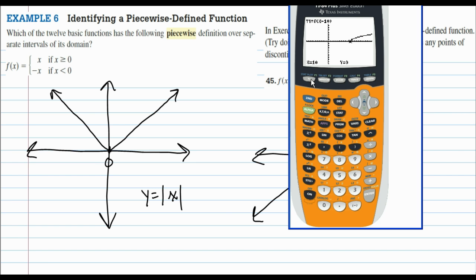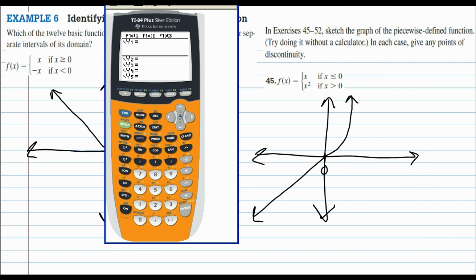To see that on my calculator, I have to put each piece separately into my calculator. So I'm going to put in y1, and I am going to put it in parentheses just for practice purposes. I'll show you why in a second. The function y equals x needs to get multiplied by some parameters so that it only occurs where x is less than or equal to 0.